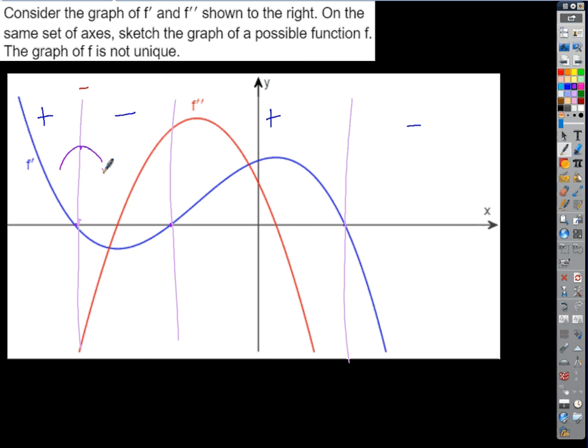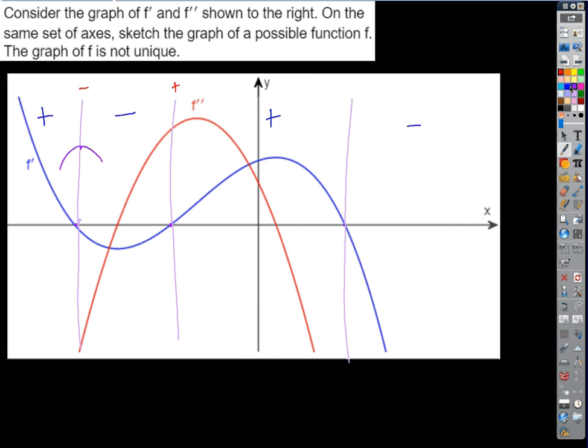Okay. What about this place right here? So this is a place where we're transitioning from negative to positive. So that should be bowl-shaped up. And sure enough, look what happens there. That's a place where the second derivative has a positive concavity, right? Which is bowl-shaped up. So that makes sense.